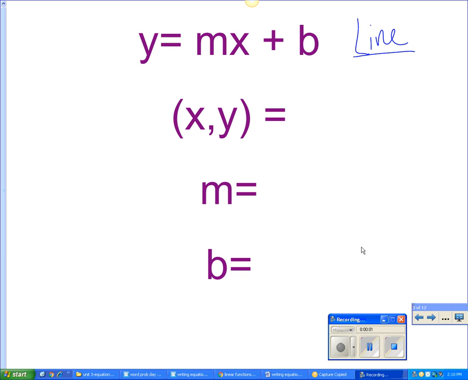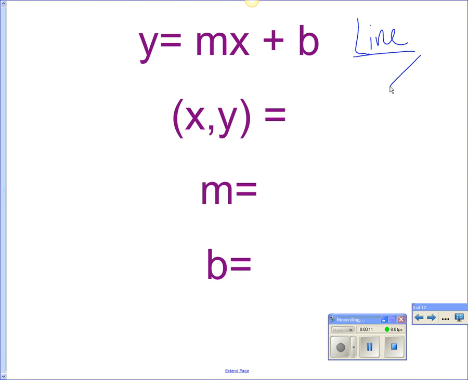So y equals mx plus b is the equation for a line. All right, it's the formula. When I say what is the formula for a line, this is what I'm talking about. So it's going to make a straight line. The line could go up or the line could go down. Okay? Y equals mx plus b is the formula for a line.